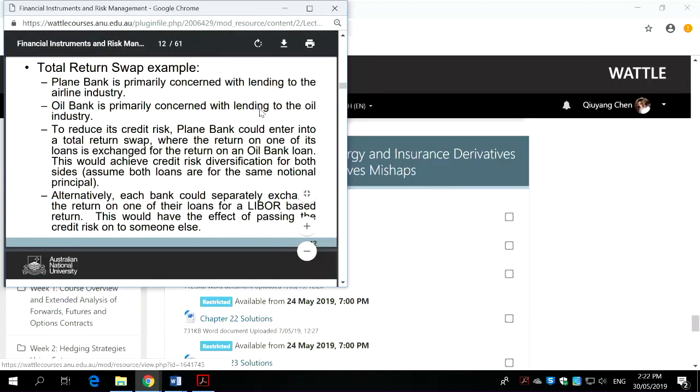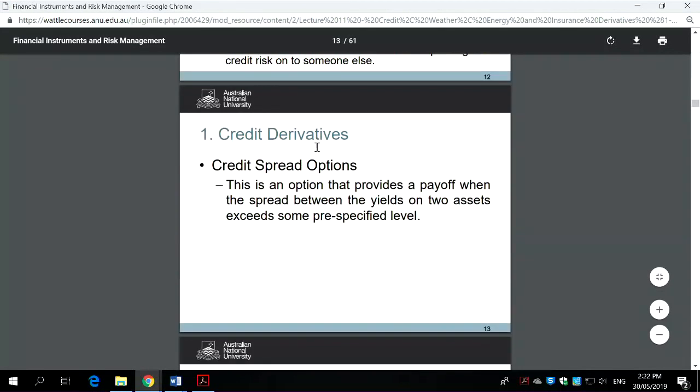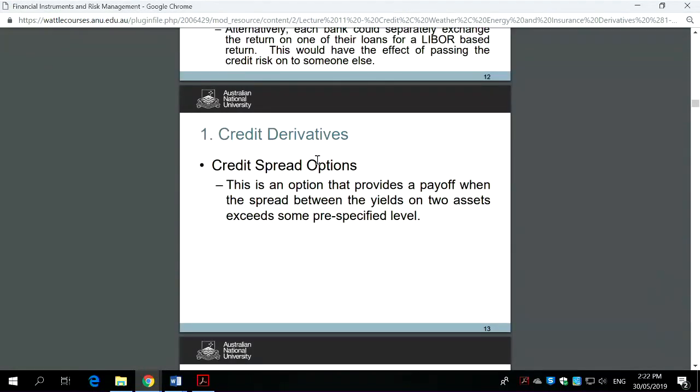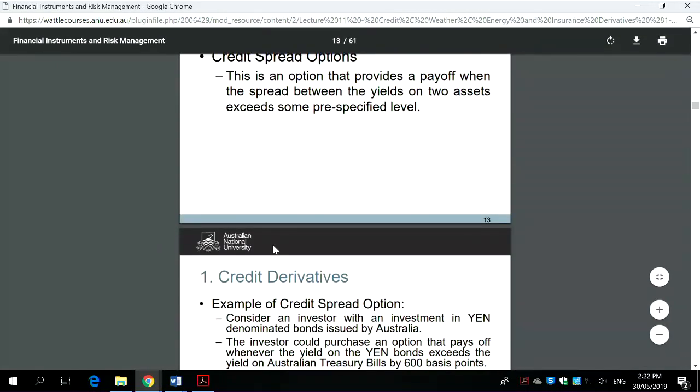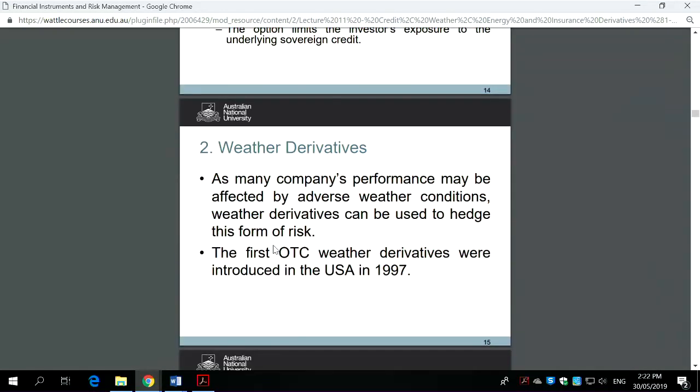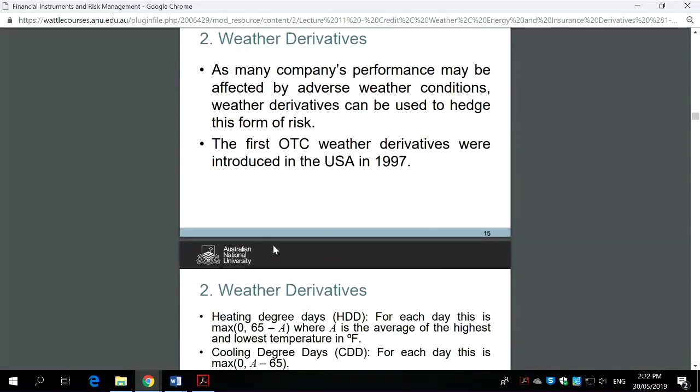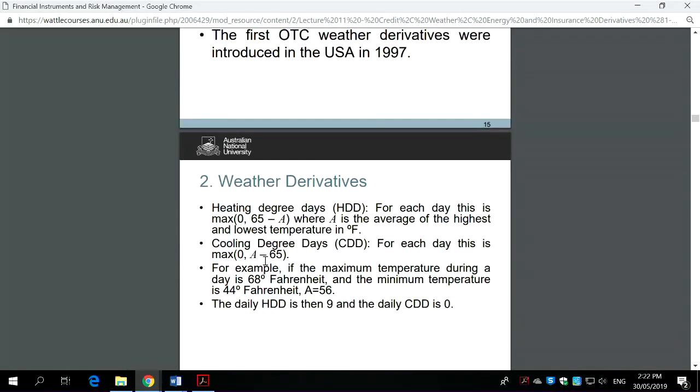Total return swap. Yes, basically you need to demonstrate why people want to enter into total return swap and how do they work. Credit spread option, no, you don't need to know that, okay? Weather derivative, yes, you need to understand. So with weather derivative, you need to understand what's HDD, what's CDD, right? So a quick reminder was HDD. HDD captures the heating degree days, right?